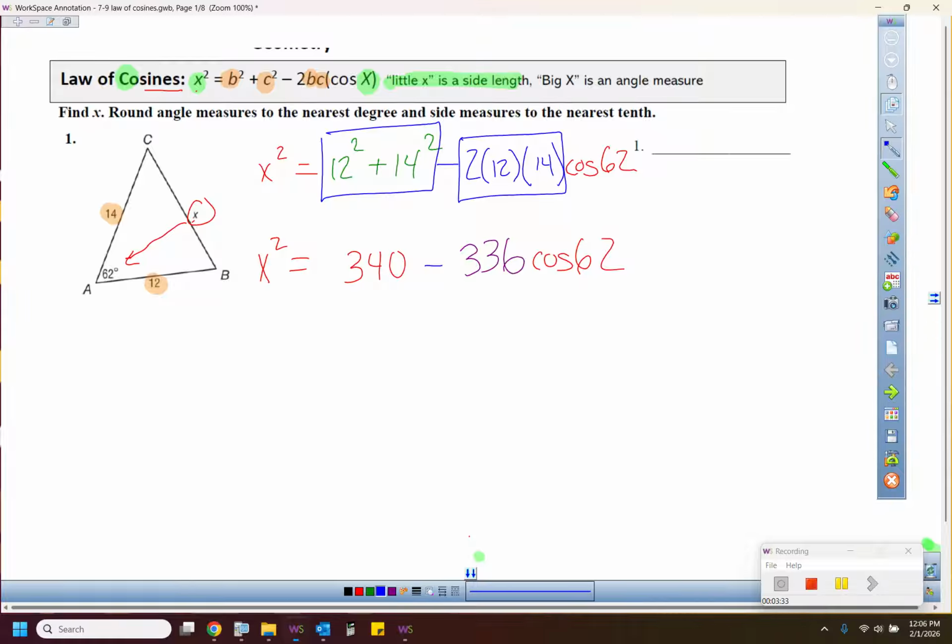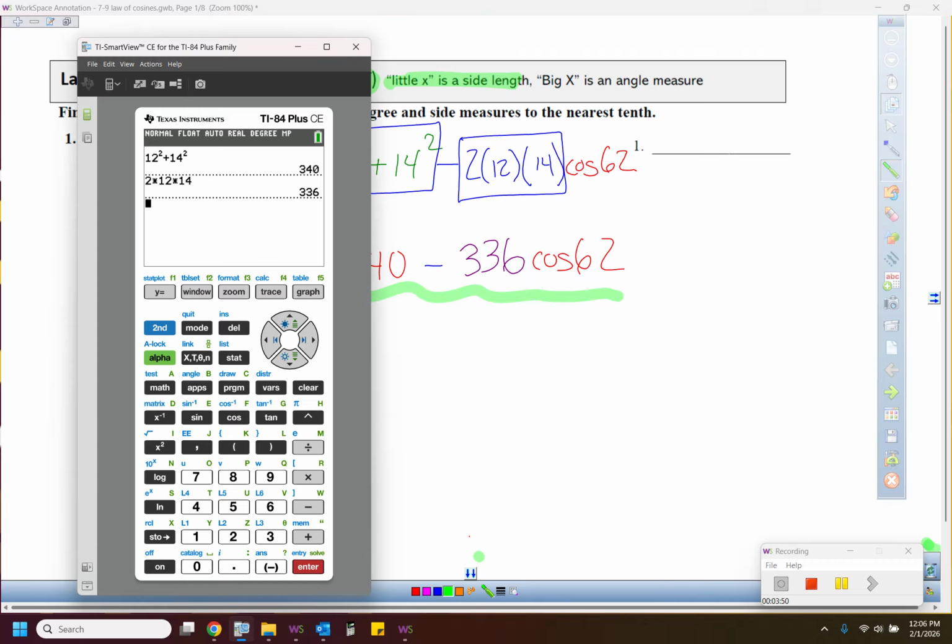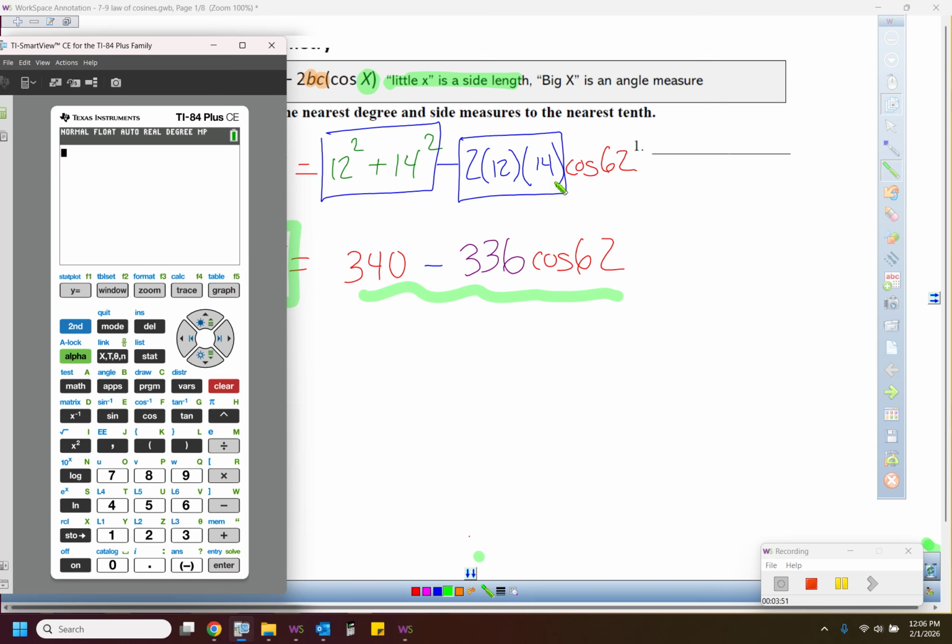So we just cleaned up the mess a little bit. But you see, over here, we're looking for x. He's basically all by himself already, except that he's getting squared, right? So who cares? I just need to figure out what this number is. So I'm going to go to the calculator and just punch that big hog in. It's a lot easier than punching all that stuff in. Trust me. So 340 minus 336 cosine of 62.